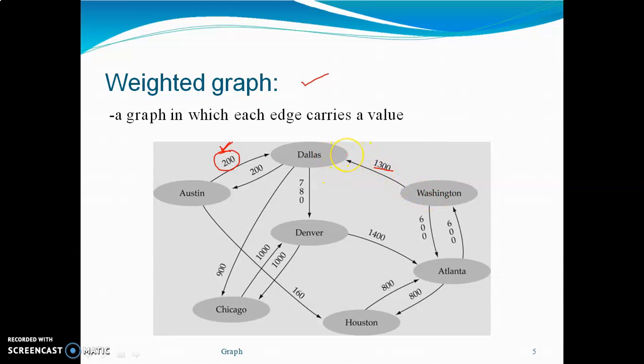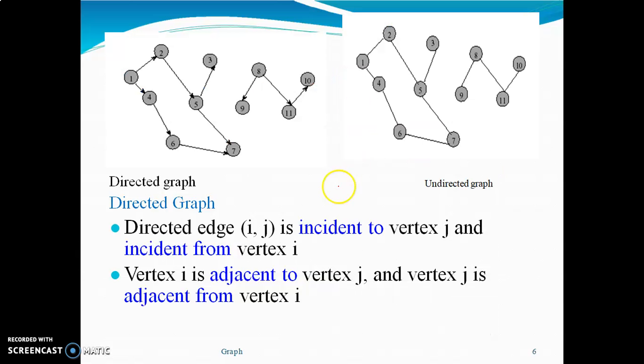That means there is no way to reach Washington from Dallas. At the same time, from Washington to Atlanta, there is a different distance of 600 kilometers. In both directions we have edges, that is, both ways are available. Like this, we can mention distance graphs with weights. That graph is called a weighted graph. So graphs are directed graphs and undirected graphs, and we can have multiple vertices with directions and without directions.